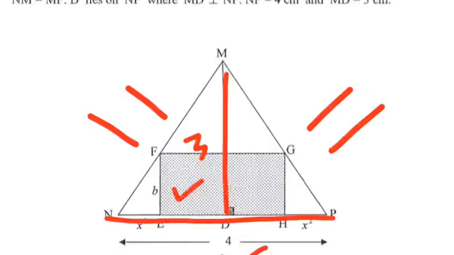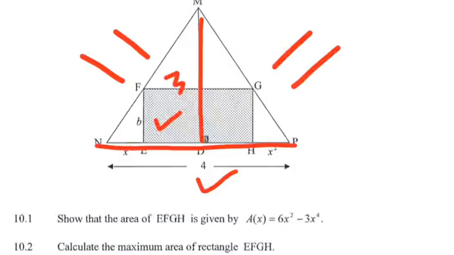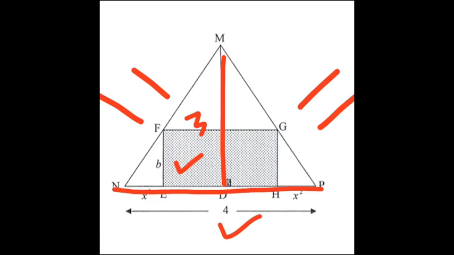You can see that here. Now the question says: show that the area of EFGH is given by A of x equals 6x squared minus 3x to the power 4. So we need to prove the first part of the question.